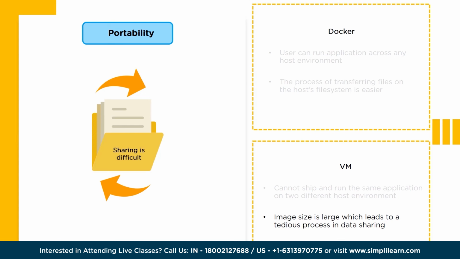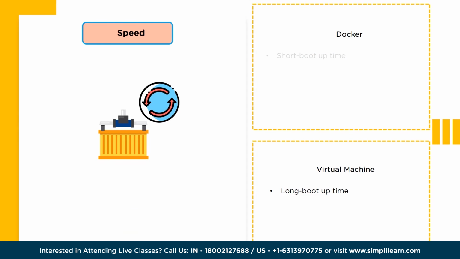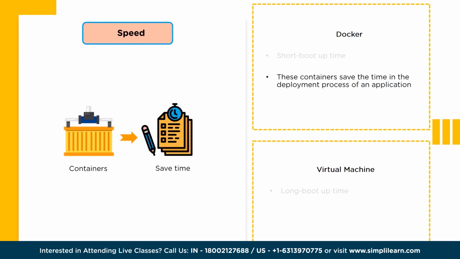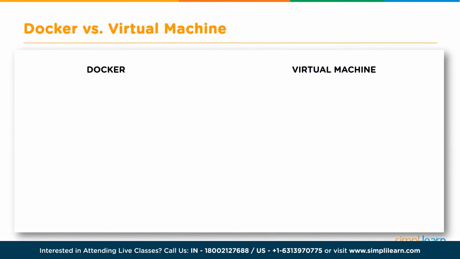While transferring files, virtual machines should have a copy of the operating system and its dependencies, due to which image size is increased and becomes a tedious process to share data. The boot-up time between the two is very different. The application in Docker containers starts without any delay since the operating system is already up and running. On the other hand, virtual machines take much longer than it takes for a container to run applications. These containers were basically designed to save time in the deployment process of an application, whereas in virtual machines, to deploy a single application, the virtual machine needs to start an entire operating system, which would result in a full boot process. So those were the major differences between Docker and a virtual machine.